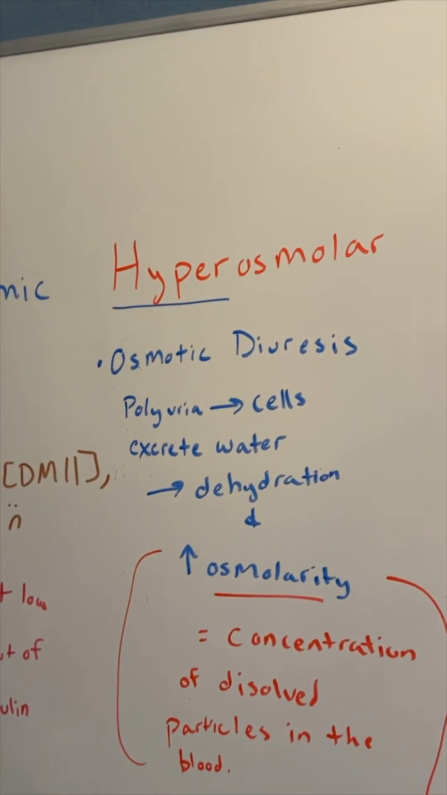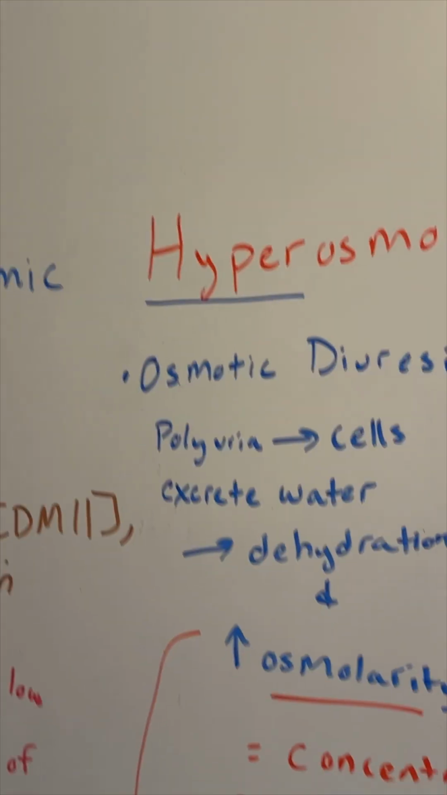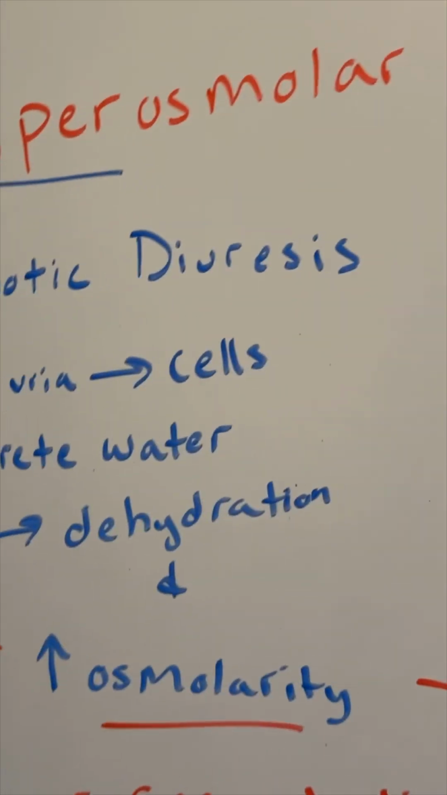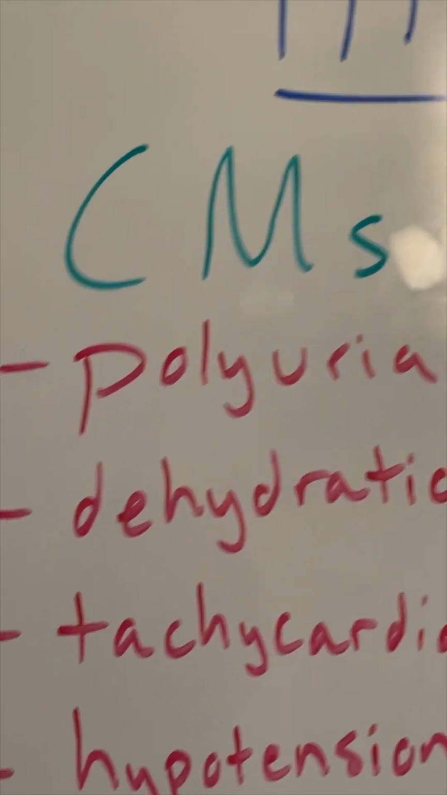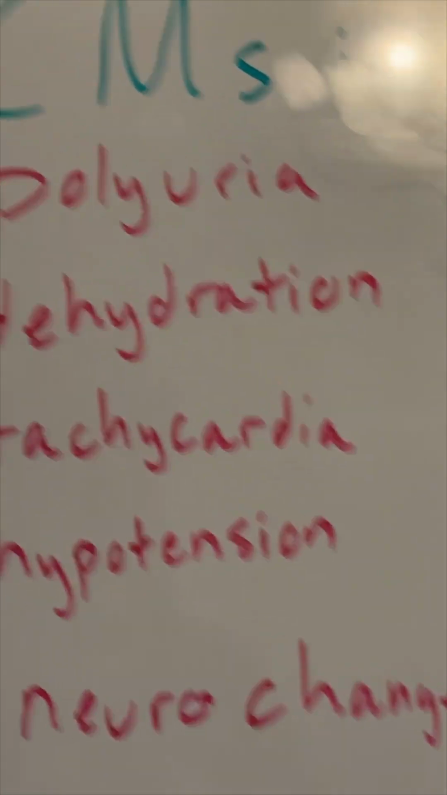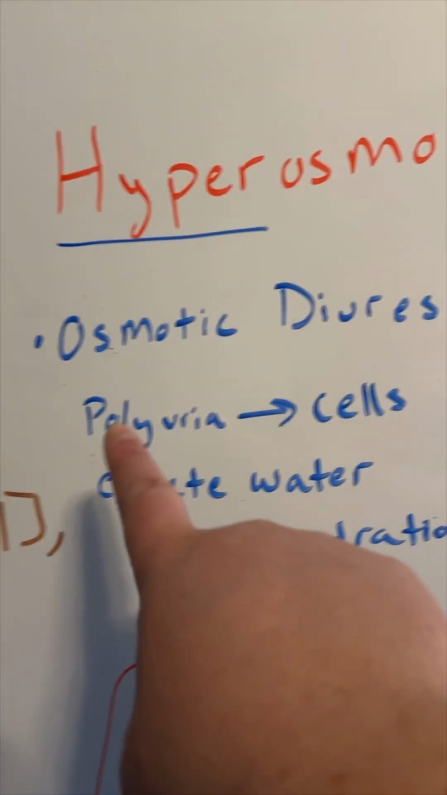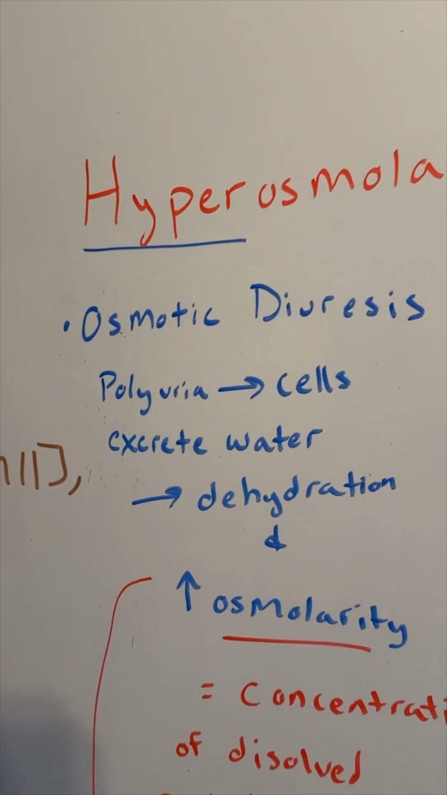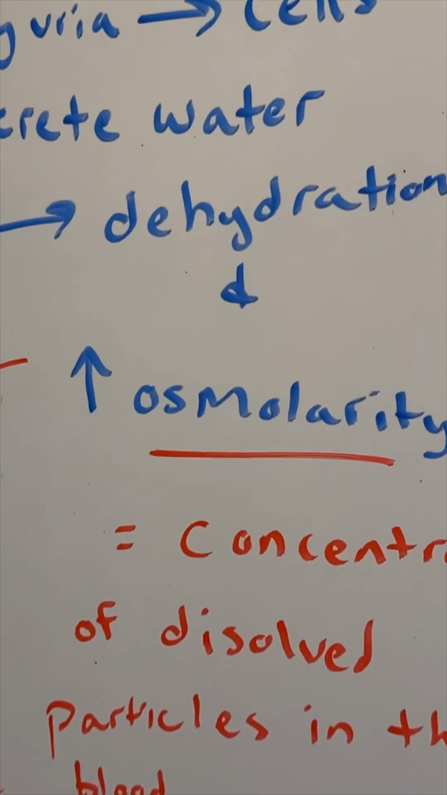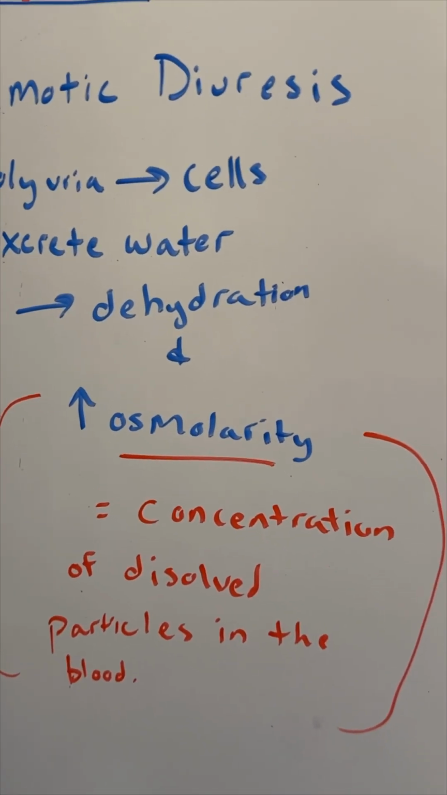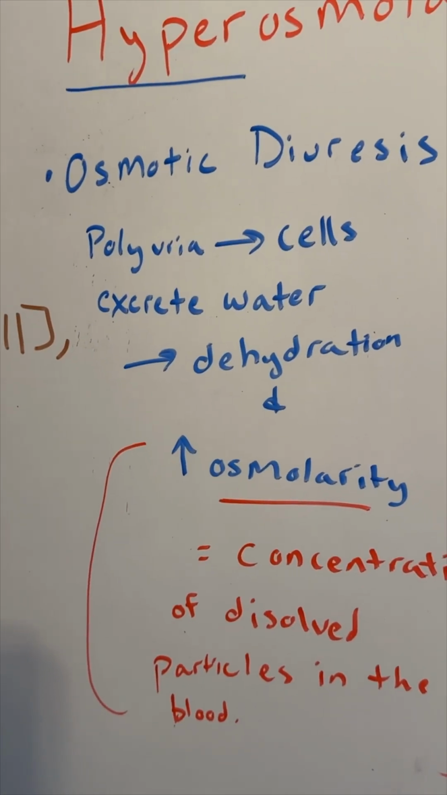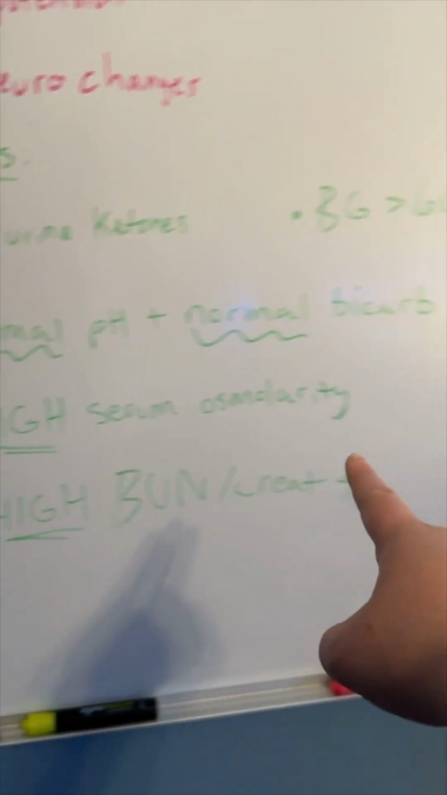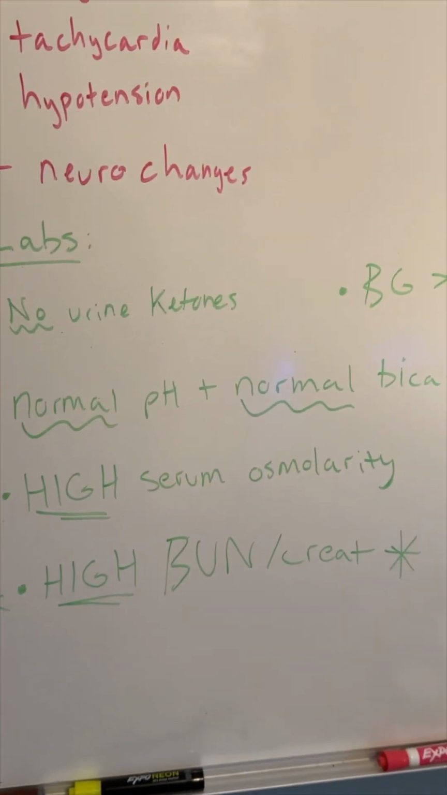So with the hyperosmolar component of this, we're seeing a lot of water being excreted. One of the clinical manifestations of HHS is polyuria, lots of peeing, and dehydration. If the cells are excreting a lot of water, it's going to lead to dehydration and a high osmolarity. Essentially, there's not as much water in the blood, there's more dissolved particles in the blood. So that's why we're going to see high serum osmolarity when we look at the labs.